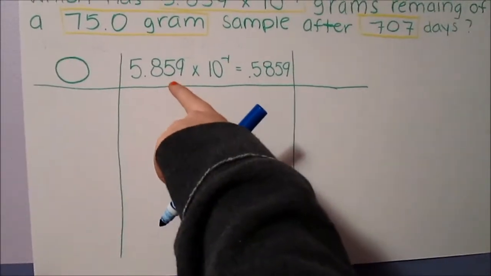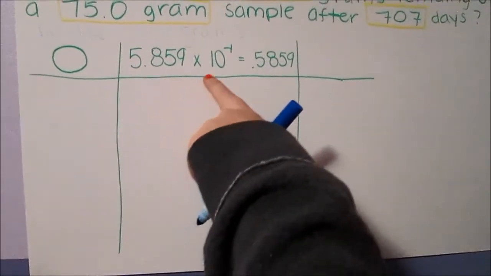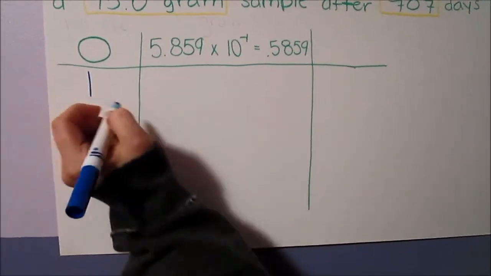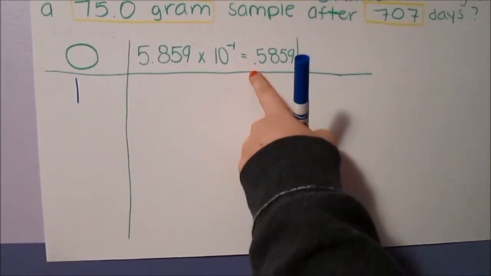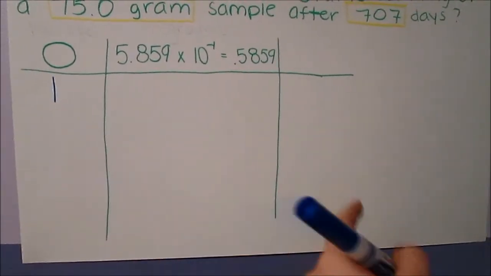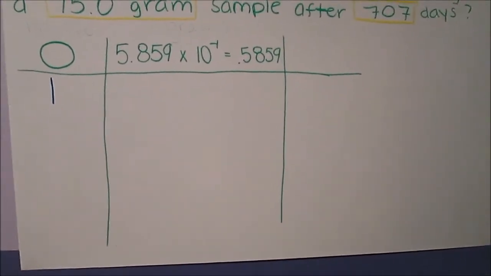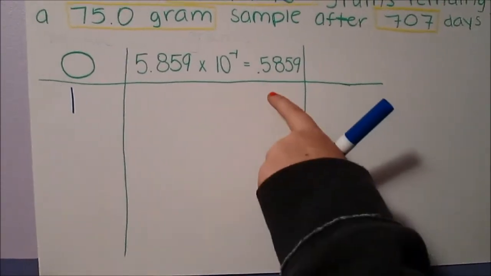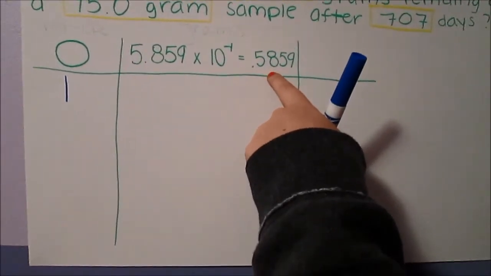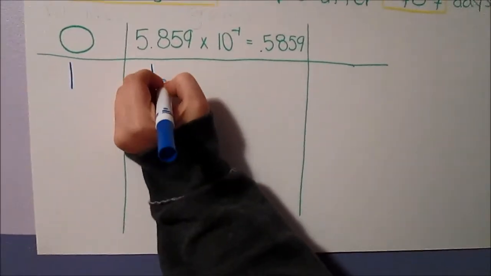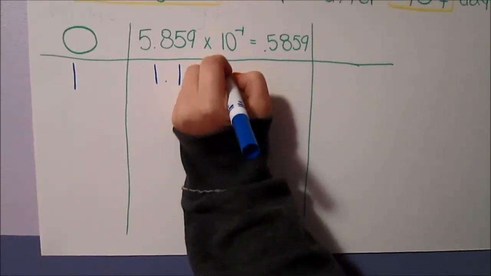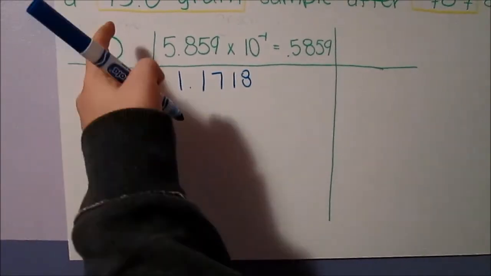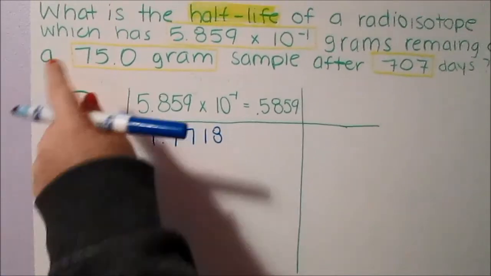To make this easier, we're going to move the decimal point over 1 time because it's 10 to the negative 1. So to start, you take your first half-life. Instead of dividing by 2, like the last problem, we're going to multiply by 2 because we're looking for how long the half-life is. So if you take 0.5859 times 2, you get 1.1718. Then you keep going until you get 75 grams.